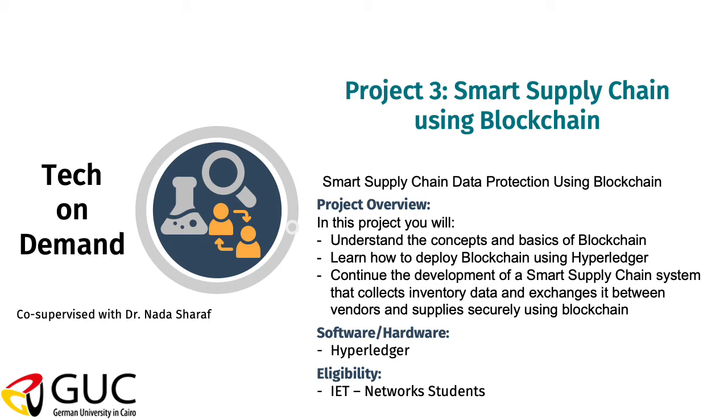We don't want any other vendor or suppliers to know how much the other suppliers are selling. So this data is highly confidential. That's why the exchange between these two entities has to be done with high security. So that's why blockchain comes into action.